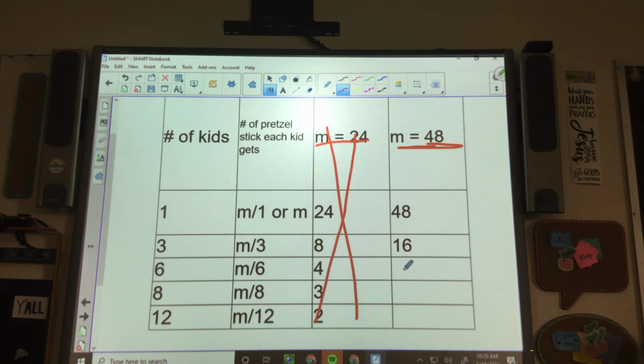All right, 48 divided by 6 is 8. 48 divided by 8 is 6. 48 divided by 12 is 4, and it's going to keep on going that way.